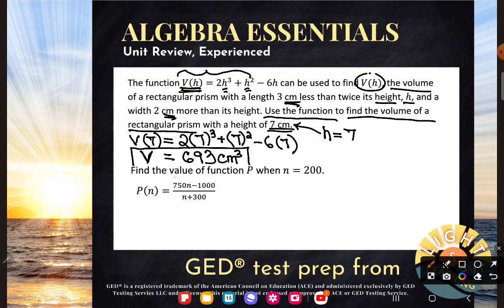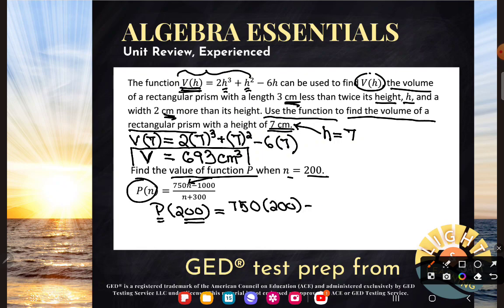So p of n is equal to the quantity 750n minus 1,000 divided by the sum of n and 300. So if they ask me to find the value of the function p, they're asking me to find this when n equals 200, when I put 200 in for n. So let's put 200 in for n. So I'm finding p of 200. And again, you don't have to write in function notation, but I also don't want you to freak out when your college professors do it. So I'm just finding the value of the function when I plug in 200. So 750 times 200 minus 1,000, and that whole thing is over 200 plus 300.